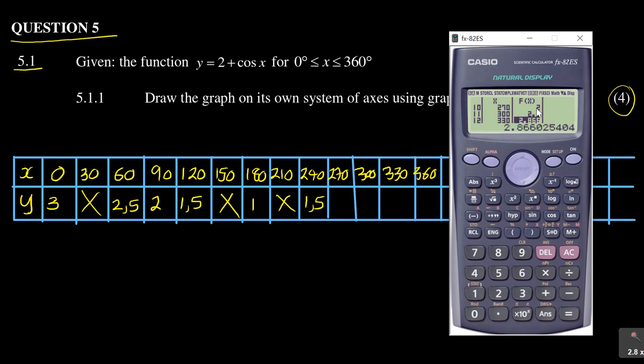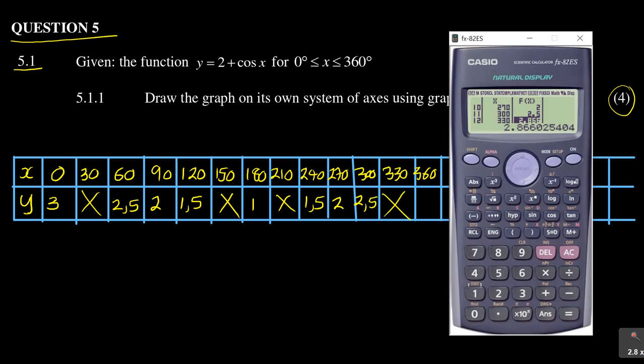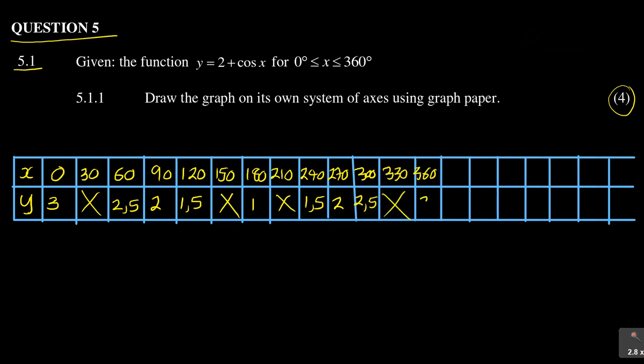So then I've got 270 is 2, 300 is 2,5. I'm going to ignore 330, so I've got 2 and 2,5. And then lastly, I've got 360, which is 3. So I've got my values now.